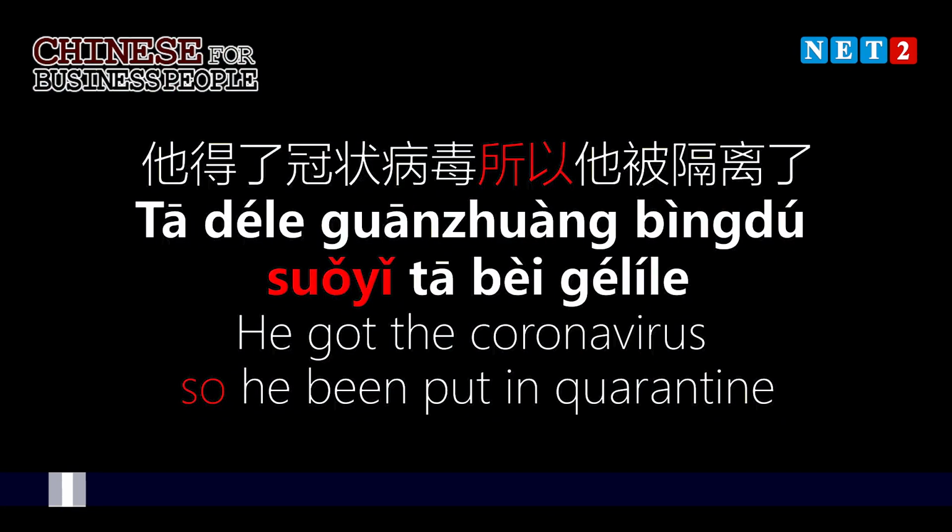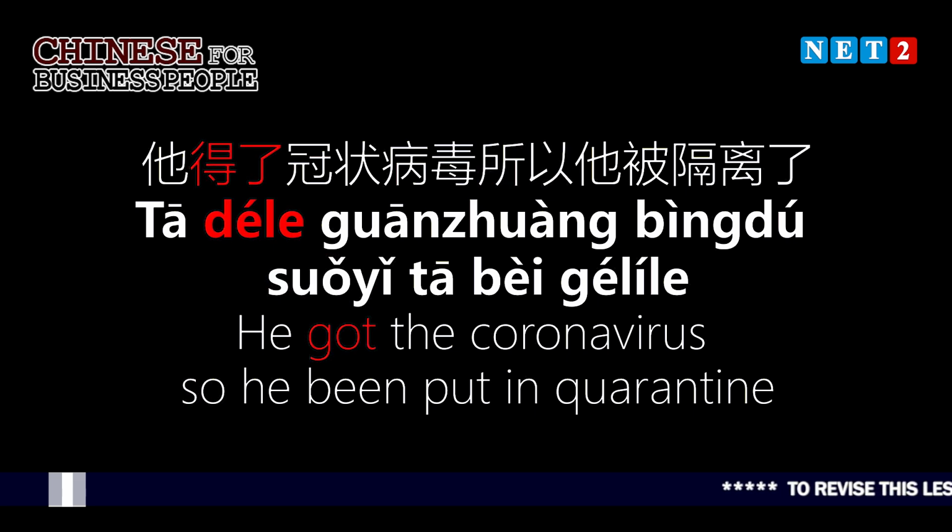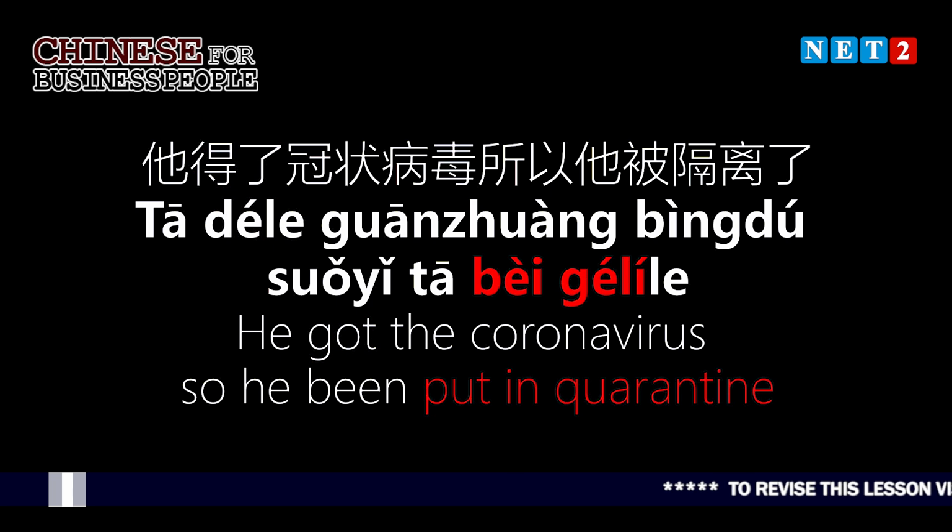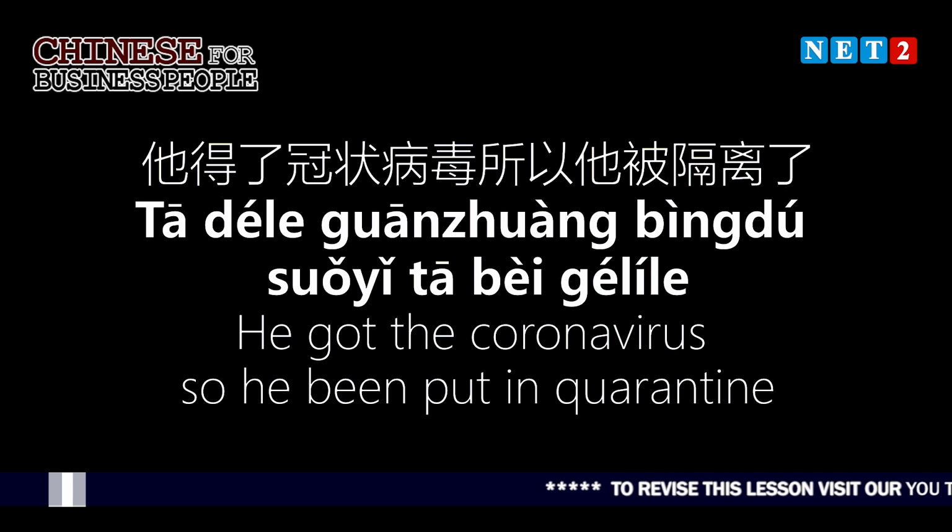Now we are coming across familiar phrases, so it's getting easier. But the word we haven't come across is 所以. And 所以 here means and so or so. 得了 we know is to get. And 被隔离 is to be put in quarantine. So our sentence again, he got the coronavirus, so he was put in quarantine. 他得了冠状病毒，所以他被隔离了.